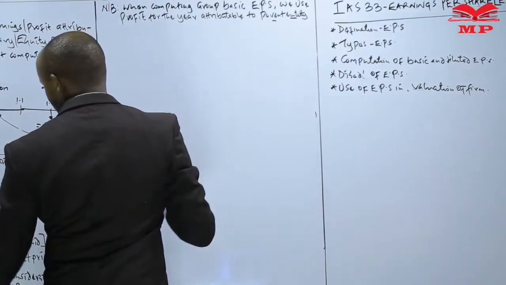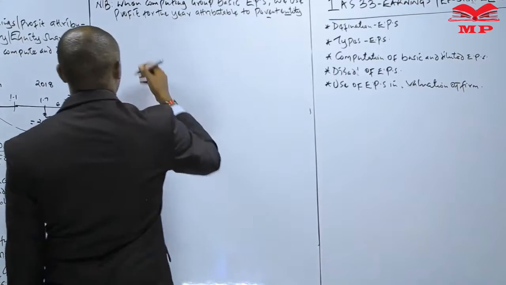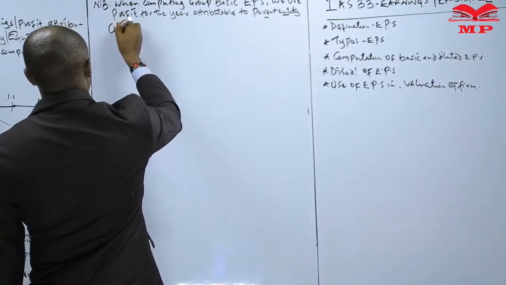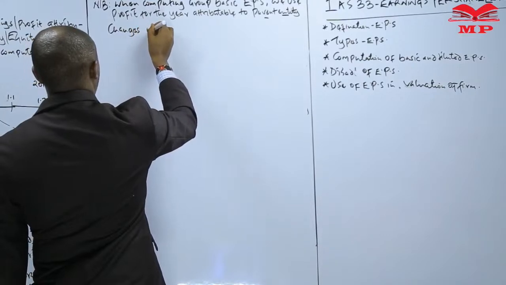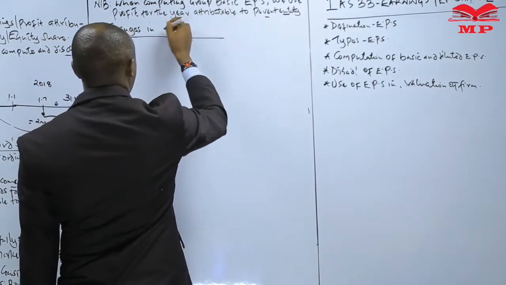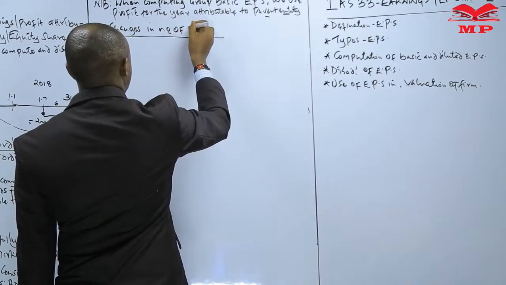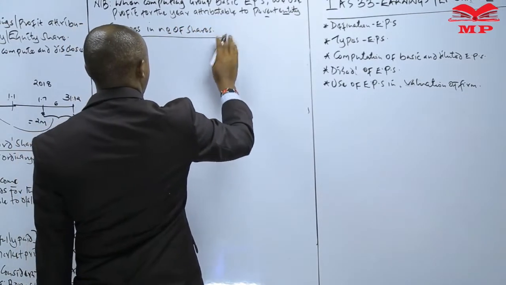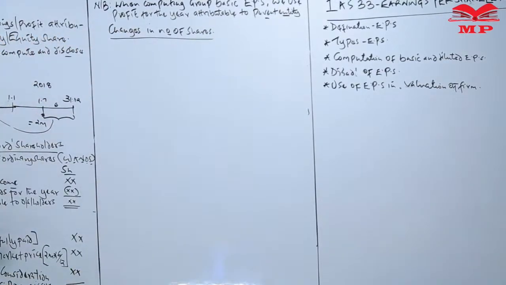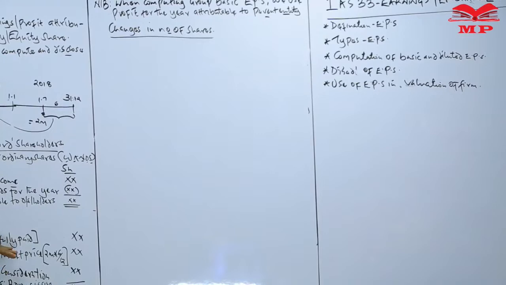Now, I want us to look at the specific treatment of the shares issued in the course of the year, or basically what causes changes in the number of shares. Remember, we have said that to compute our weighted average number of shares, we take the number of ordinary shares issued and fully paid at the start of the year, and then we add the other shares issued in the course of the year. Now I want us to look at the specific treatment of the shares issued by an entity, or basically by a company, in the course of the year.